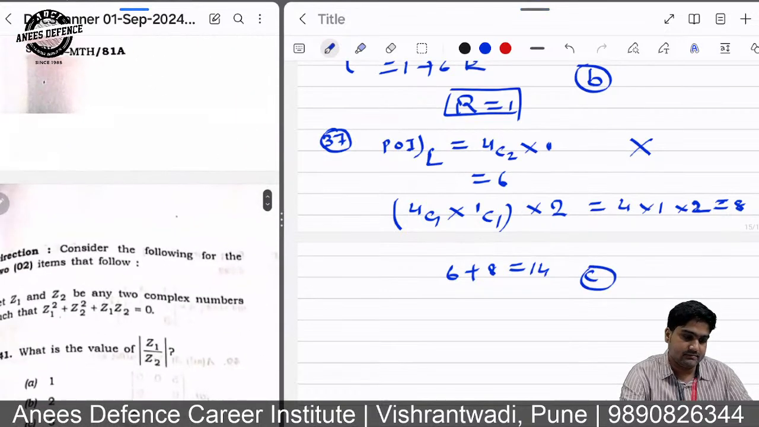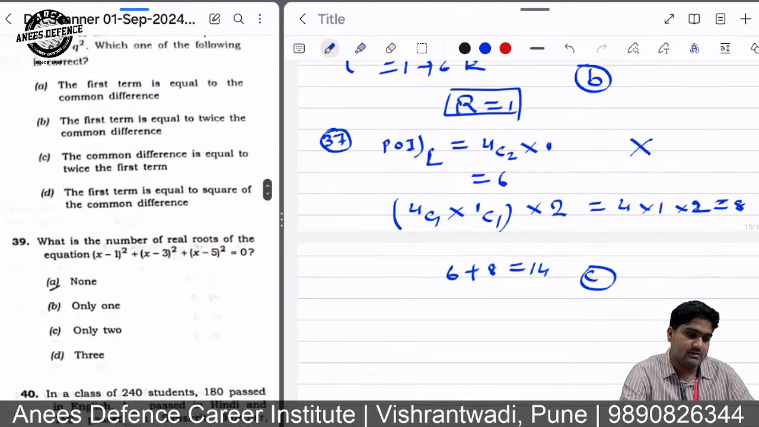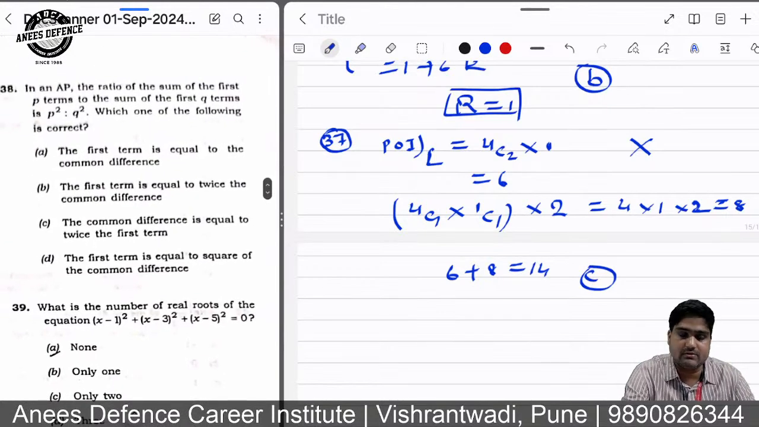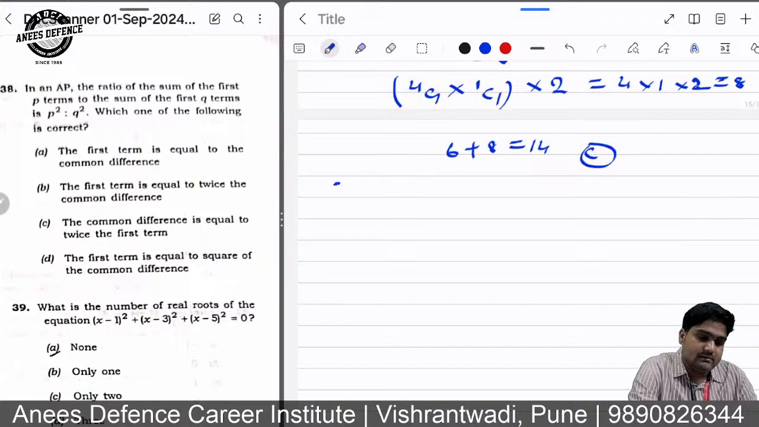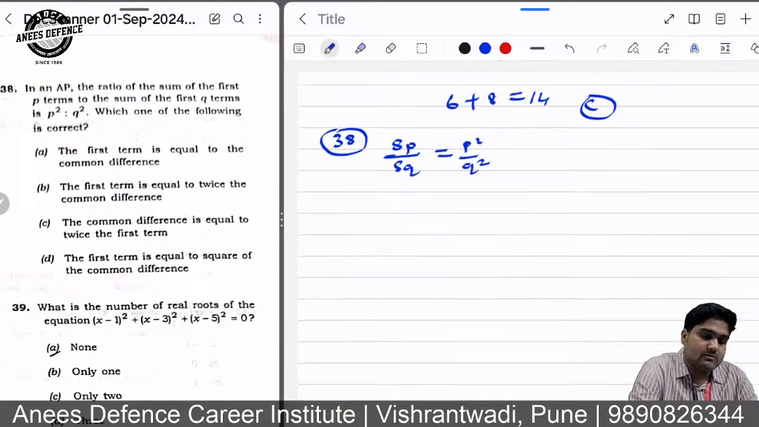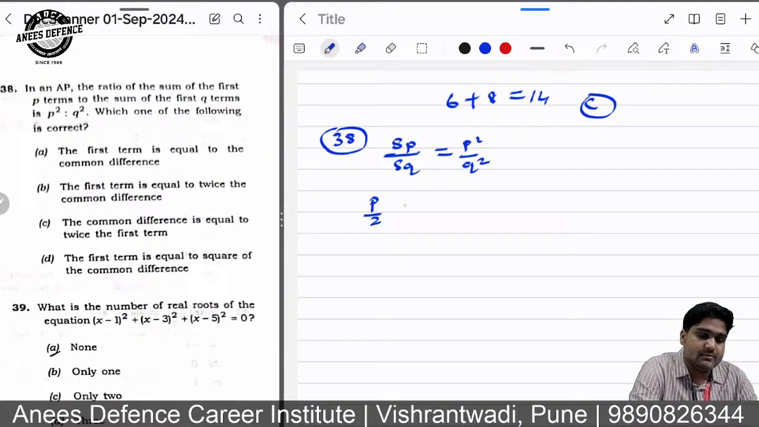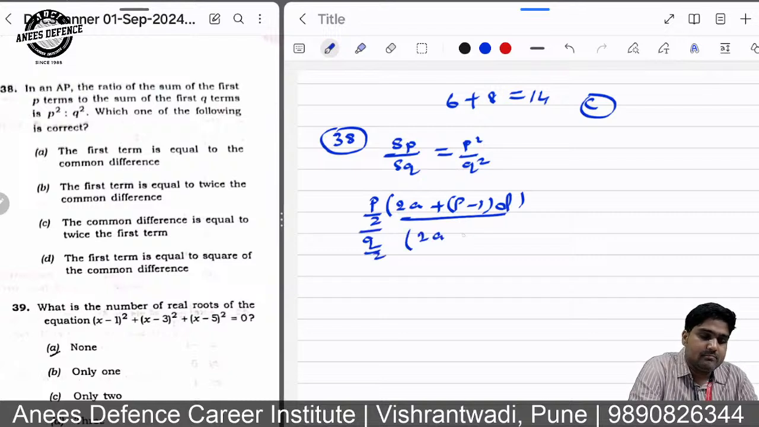Okay, so the next question is question number 38. Here the ratio of the sum of two terms is given. The ratio of the sum of the first p terms to the sum of the first q terms is p squared upon q squared. So now we can apply the formula for the sum of n terms. So p by 2, 2a plus p minus 1 d, upon q by 2, 2a plus q minus 1 d, equals p squared by q squared.